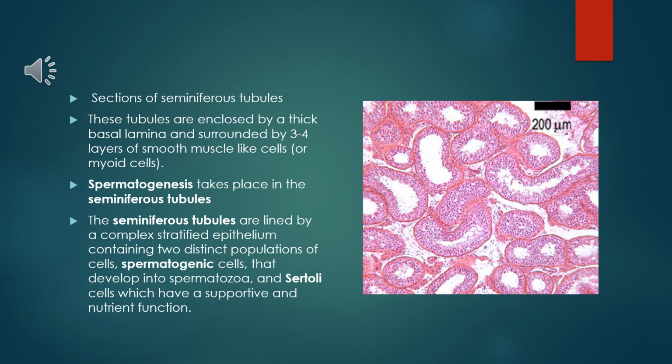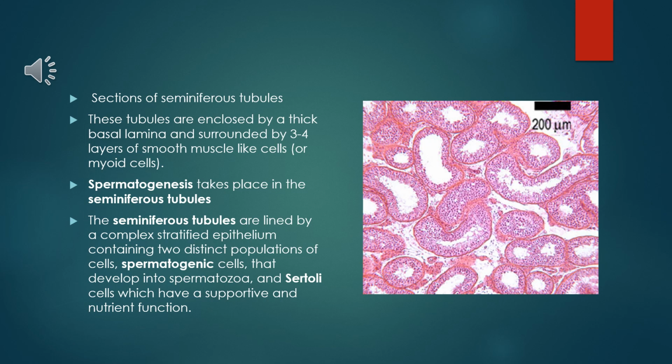The wall of each tubule is enclosed by a thick basal lamina, which also contains muscle-like myoid cells. The contraction of these myoid cells helps to move spermatozoa along the tubule. Between this basal lamina or the connective tissue and the lumen of the tubule, we can see several layers of cells, resting on the basal lamina, of various sizes and shapes.